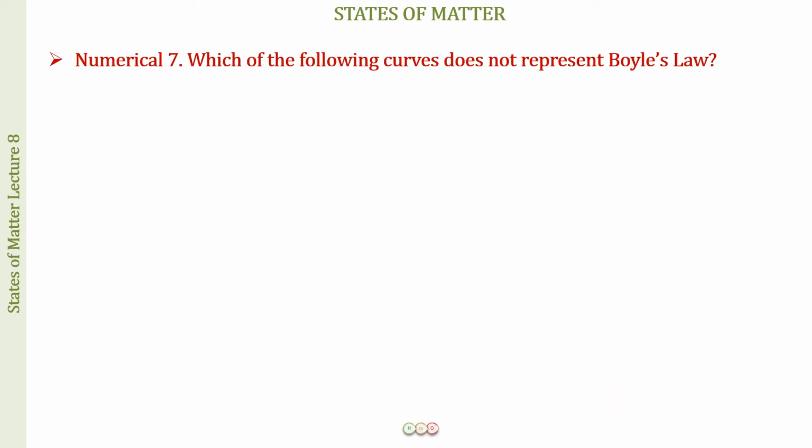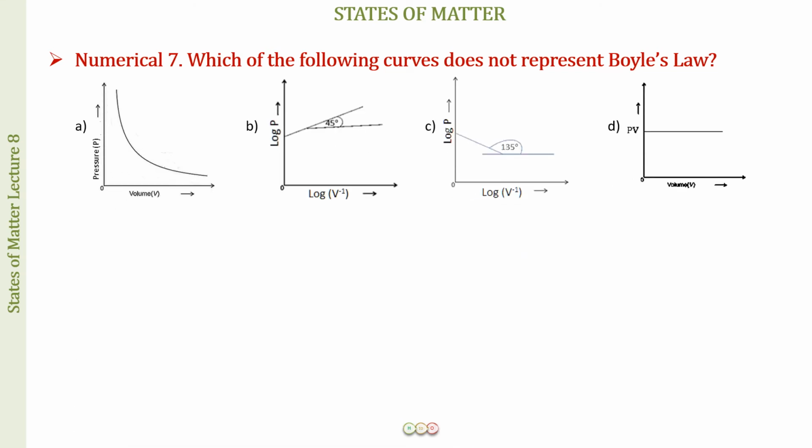So now I have the last question for today. Which of the following curves does not represent the Boyle's law? Again, this is going to be a question on the graphs related to the Boyle's law, and I hope you can now understand these are the questions which are frequently asked in the examination, and you should be thorough with them. So the 4 graphs are in front of you and you have to choose which one is not going to represent the Boyle's law.